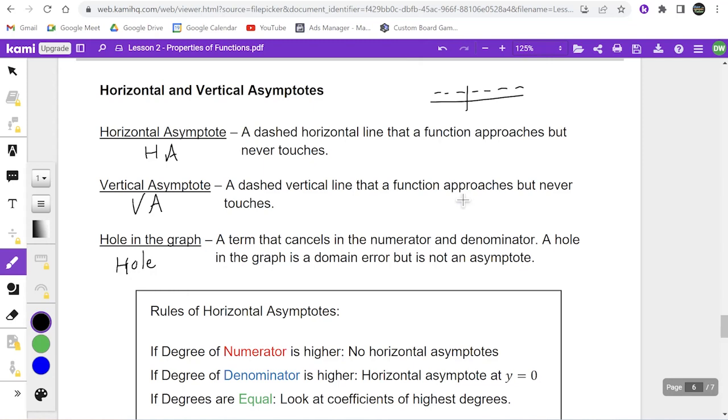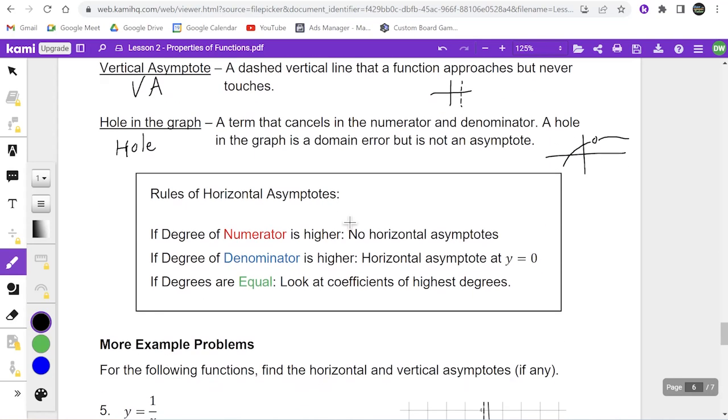So then for vertical asymptotes, what do they look like? They're just going to look like the same thing except a dashed vertical line. And then a hole in the graph, you probably already know what that looks like, but let me show you in case you forget. It literally looks like there's a little circle, like a little Cheerio in the middle of the graph. And that's what they look like. So all of them mean different things. We're going to talk about all three.